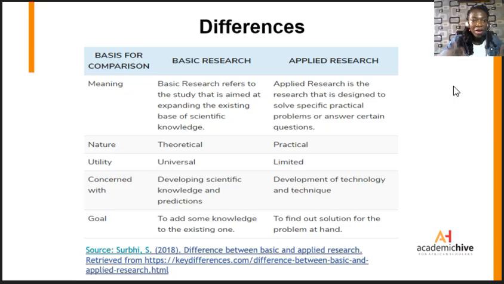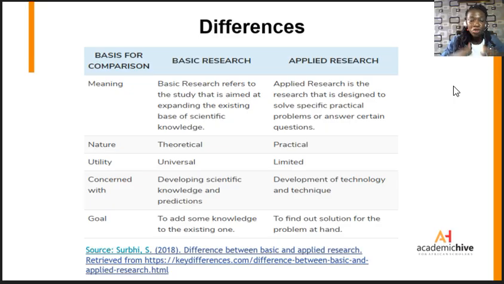Several articles or several works have been written on a particular topic, and if your aim is to expand on that work, like to add to what people are already talking about, that is basic research. Applied research is research that is designed to solve specific practical problems or answer certain questions.